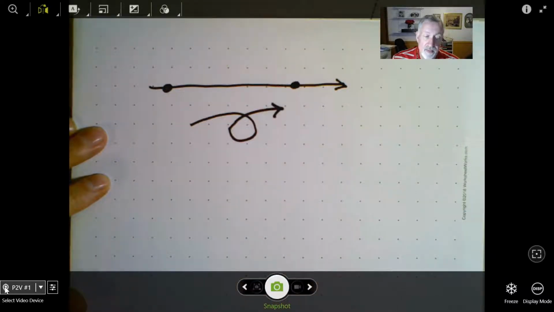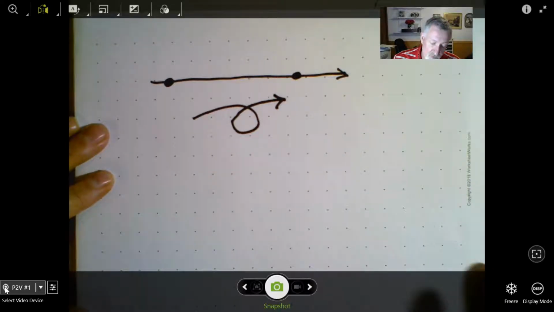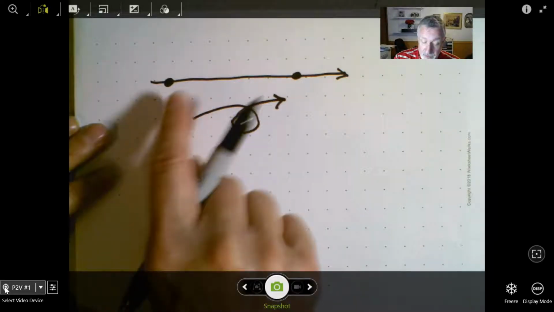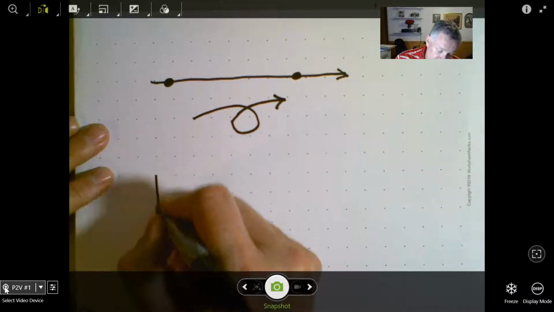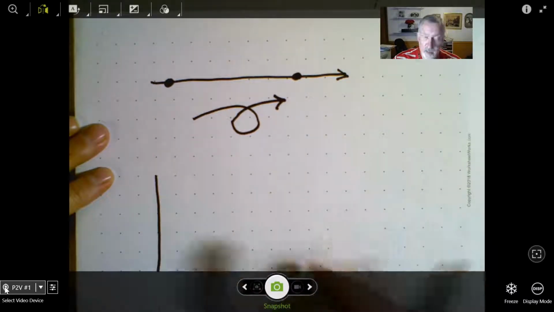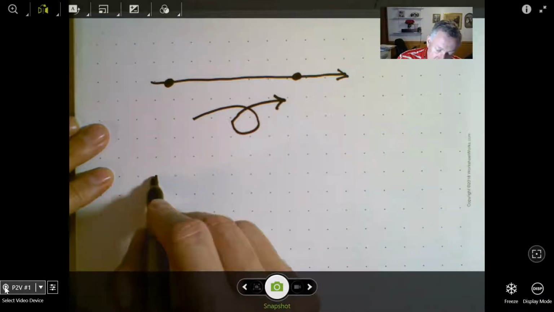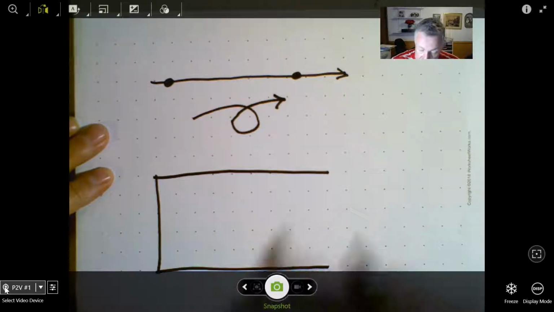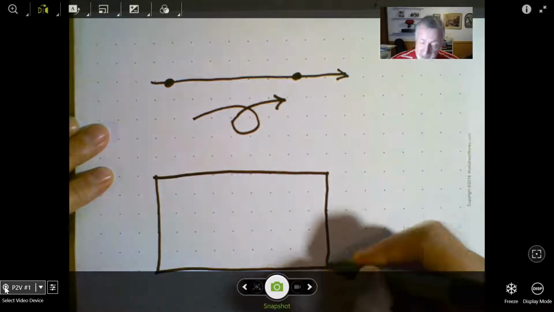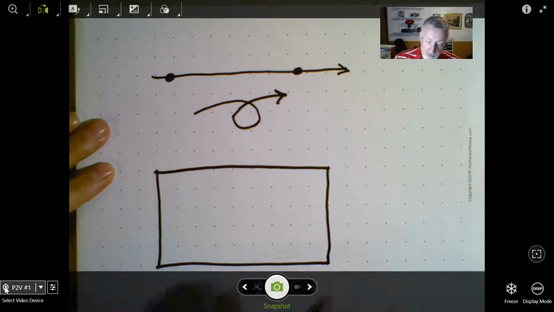Another type of measurement would be two-dimensional measurement. Two-dimensional measurement, as opposed to a line, would be like a surface, like a countertop, a wall, a floor, something that has two dimensions. In this case, I've drawn a rectangle. Maybe that represents a tabletop. And let's take a look at this tabletop.